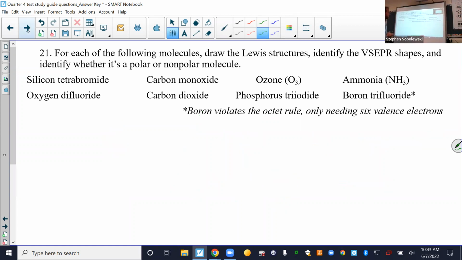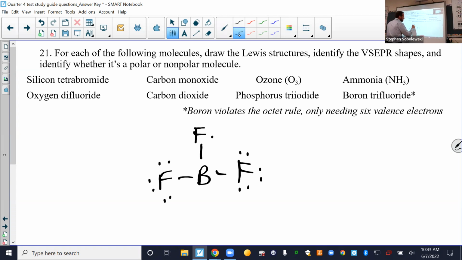All right, last one. And as you can see, we have an exception here. Boron trifluoride is going to be BF3, but boron violates the octet rule, only needing 6 valence electrons. So we're going to put a boron in the middle. We're going to put 3 Fs around it. And we're going to put our dots. Each of the fluorines gets 6 electrons. And normally we would stick 2 electrons on the boron. But as you can see by the example, due to factors beyond the complexity of an intro to chem course, the boron is satisfied with 6. So we're going to leave it just like that.